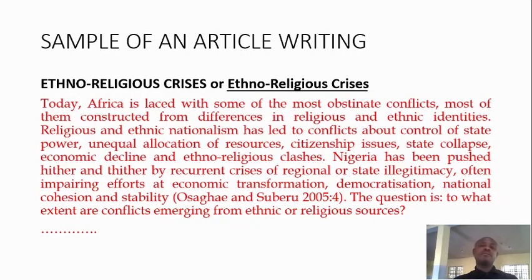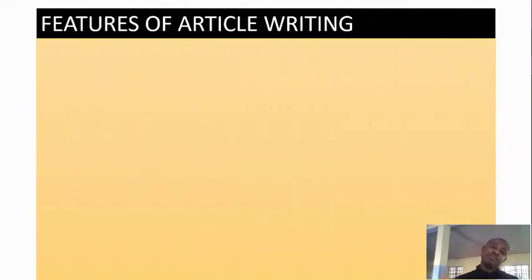Now, this is an example of an article, what it is going to look like. But before we discuss this sample, let's quickly look at the features. What you will see to know that this is an article, or what you use to classify such writing as an article. These features can also be known as characteristics or traits. Now, what are they? Let's look at them quickly.